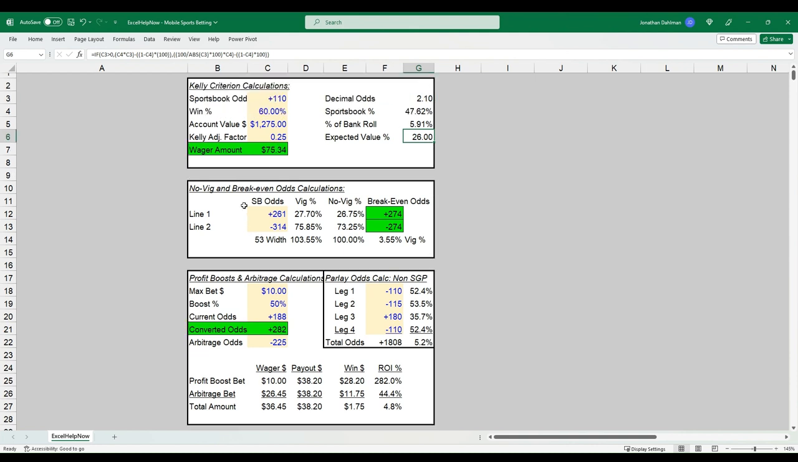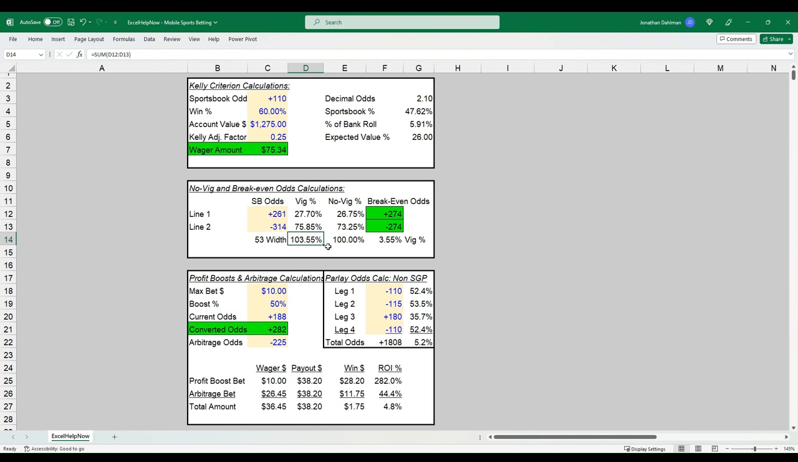And so the second section I'm calling the no-vig and break-even odds calculations. So let's say you're getting ready to watch a game and you want to know, okay, what would be an expected value bet that I could place on a game? And you could go over to Pinnacle, look up the odds they're offering. So like plus 261, minus 314.